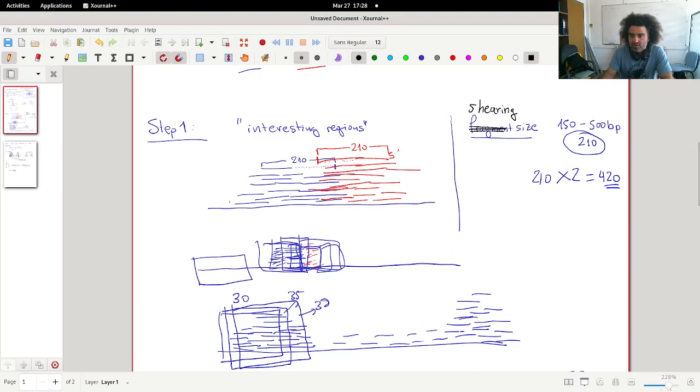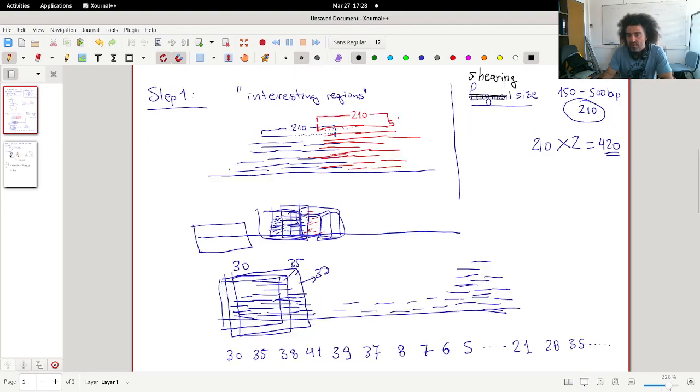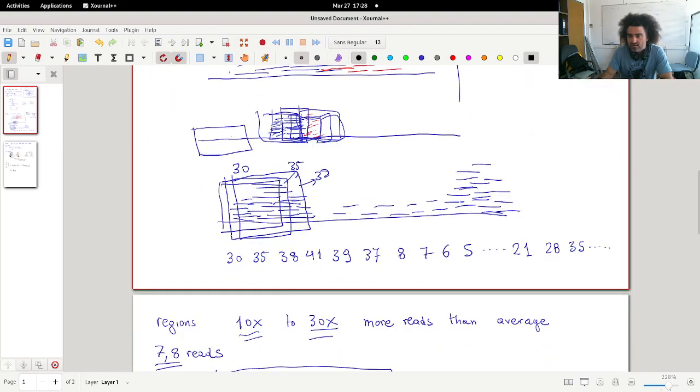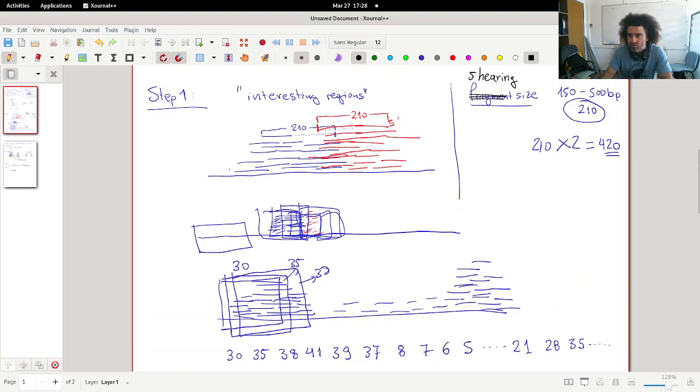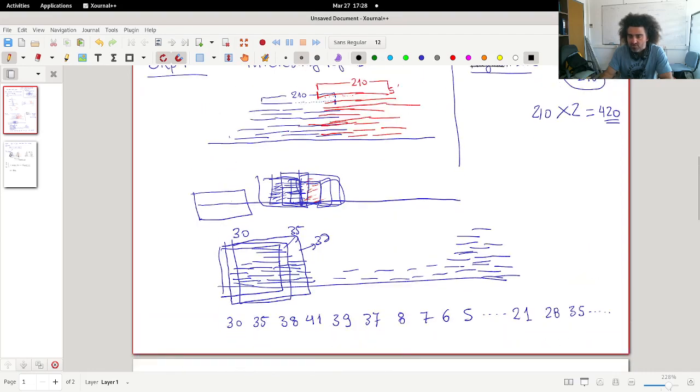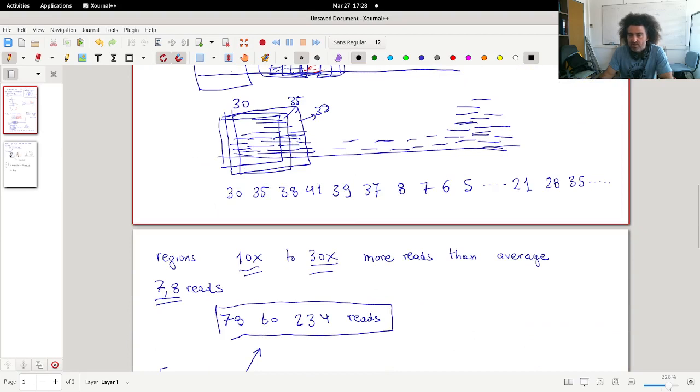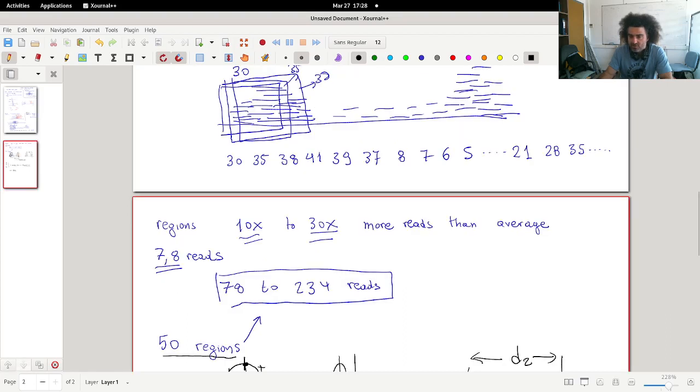Okay, and then we scan the whole genome. We calculate how many reads we have in every window, and let's say that these are the numbers in every window of 420 base pairs, and then we identify regions that have 10 times to 30 times more reads than the average.